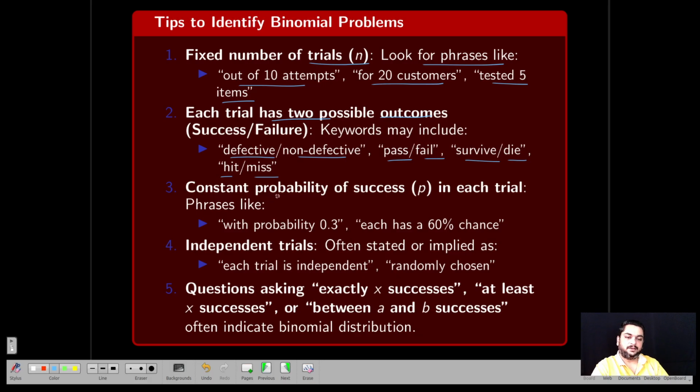One is success probability, another one is failure probability. And as I defined in Bernoulli trial, there is a constant probability of success P in each trial. The P will not change in each trial. It remains the same for all the n trials. If you see probability 0.3, or each has a 60% chance. Then the trials are independent. Each trial is independent, or the question implicitly says these are random experiments, meaning each trial is random, so it is not dependent. The question asks for exactly x successes, at least x successes, or between A and B. The keyword here is successes, meaning there are only two outcomes, success or failure. That is how you have to understand it.